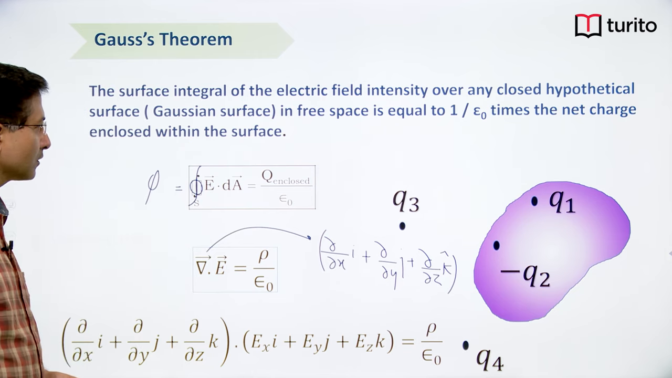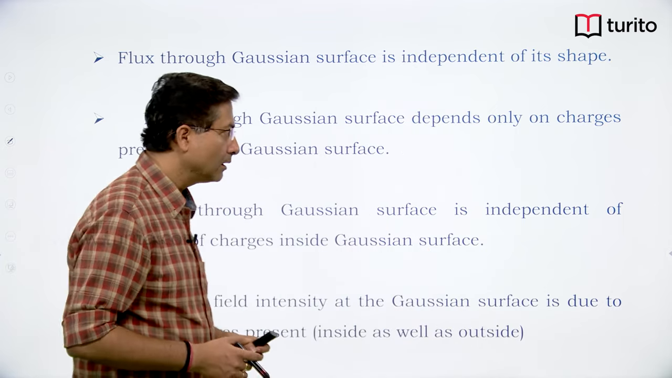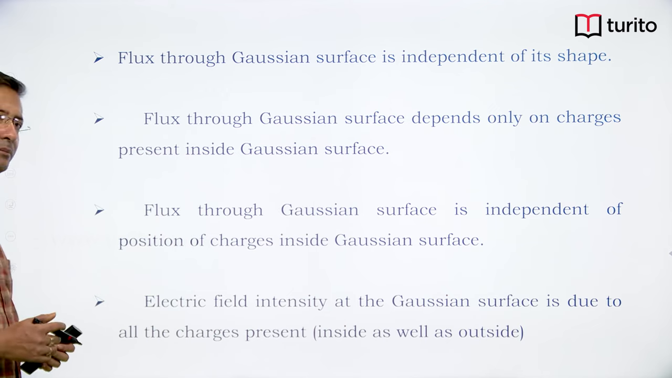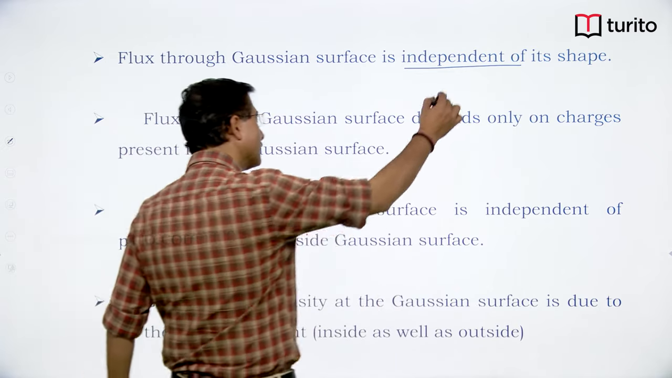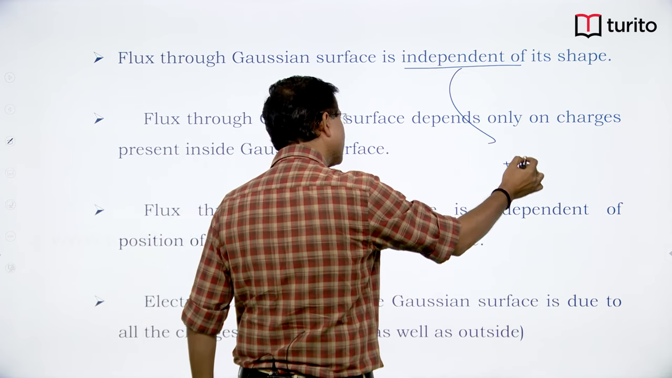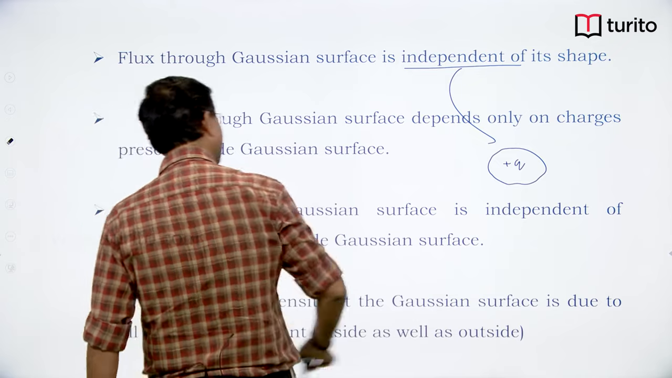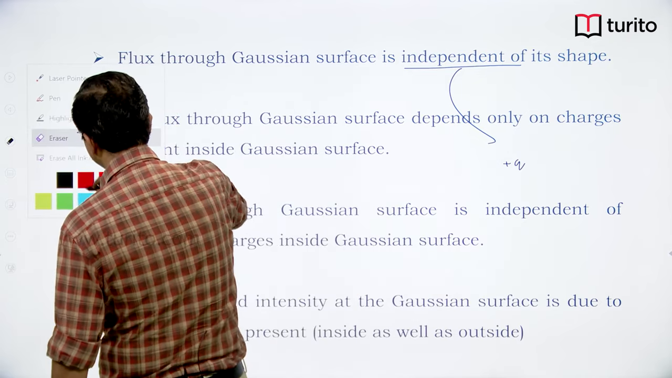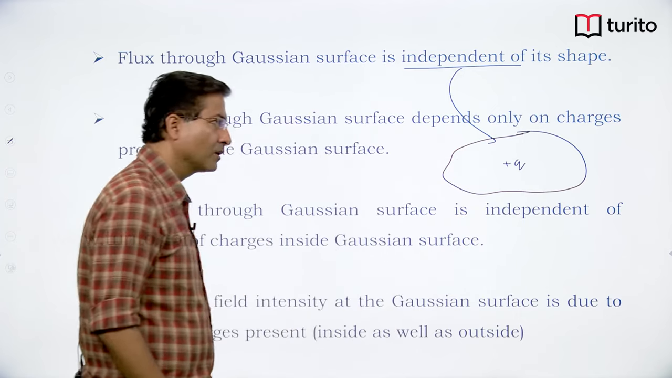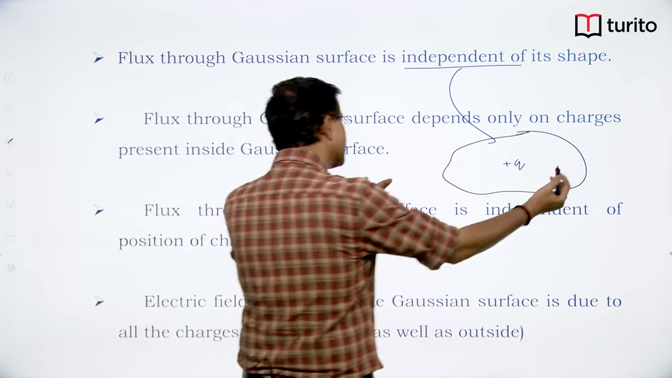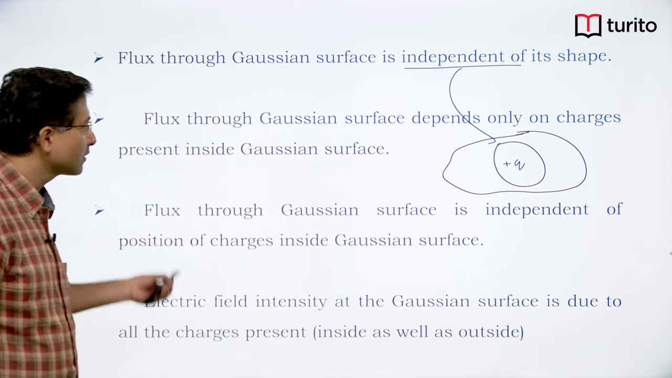Now, let's talk about the basic properties that we have learned. The first point is the flux through a Gaussian surface is independent of shape, right? No matter how you draw the surface, whether you enclose the charge by this surface or by this surface, in both cases the flux associated will be the same. So independent of the shape of the surface, you are going to get the same flux as long as the surface is fully enclosing the charge. So the first point is clear.